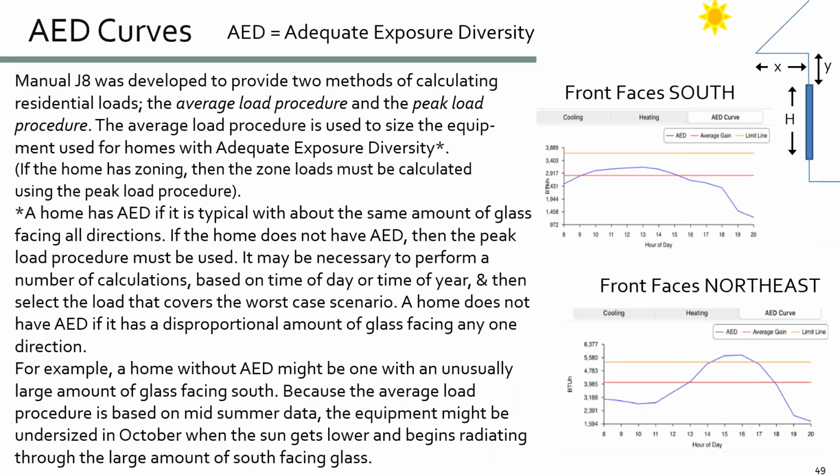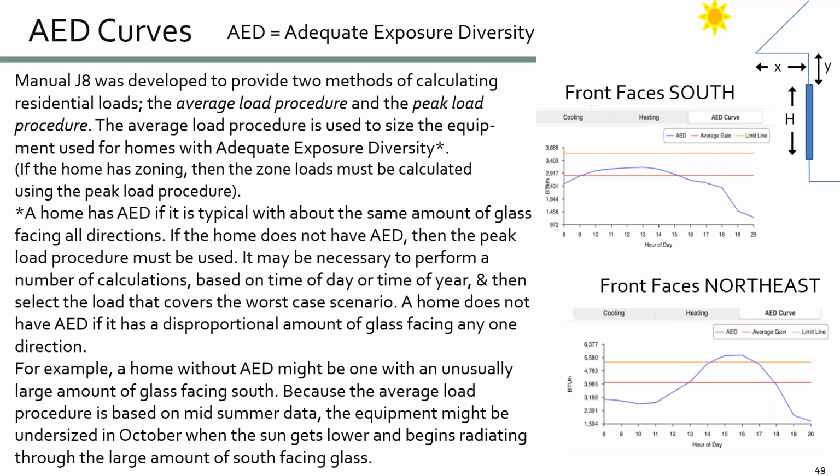So let's explain adequate exposure diversity. I put this slide up so people can read it on their own, but basically there's an average load approach, which is what we have been using. And there's also a check that you do that says, what is the load on the house every hour between 8 a.m. and 8 p.m.? And if your peak at a given hour of the day is more than 30% above your average, then you've exceeded your AED, you're out of range, if you will.